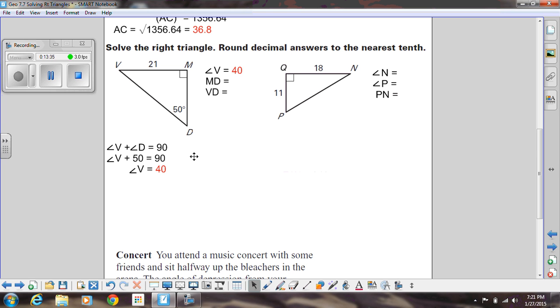Now let's look at MD. MD, let's label this side. MD is right next to 50, so that's the adjacent side. And the side that they gave me was opposite of 50. So that must mean I need to use TOA.